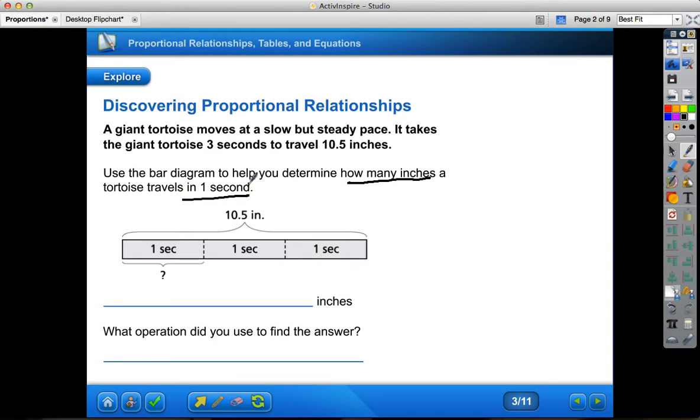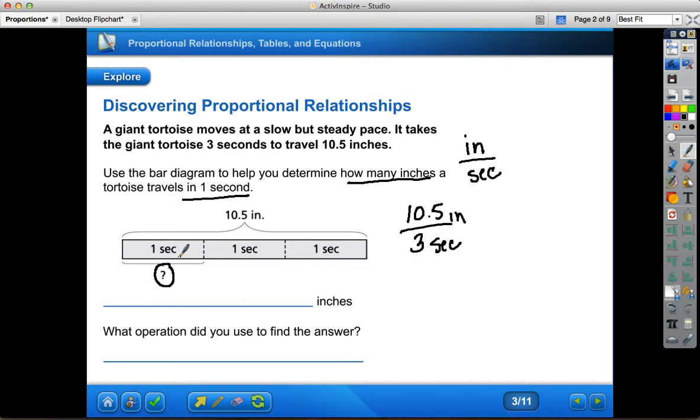The reason that this is important is because it tells us how to set up our ratio. In this case, it wants to know inches per second. Well, I have the information here of 10.5 inches in 3 seconds. So now I know how fast and how far he goes in 3 seconds. I want to know how far he goes in just 1 second.